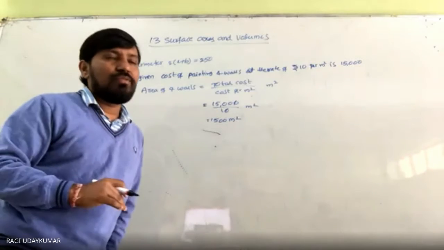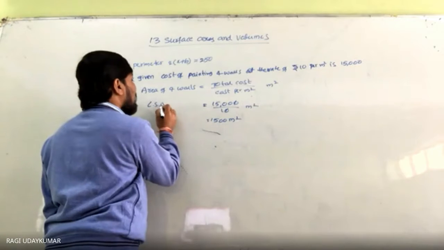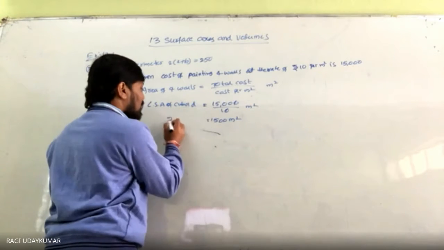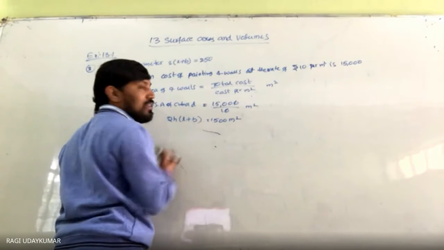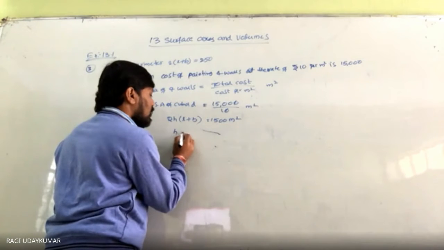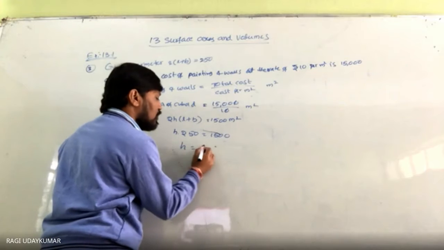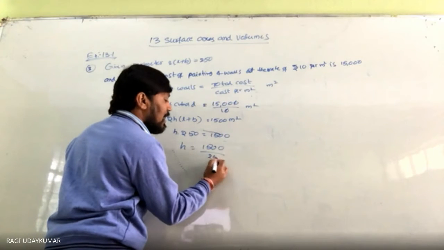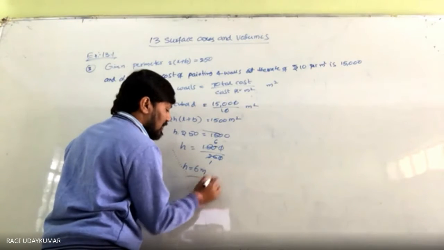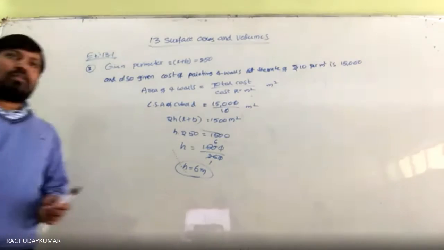So what is the formula for the area of the 4 walls? Area of the 4 walls is nothing but lateral surface area of the cuboid. So the lateral surface area of the cuboid formula is 2h into L plus B. Here 2 into L plus B is given to you, 250. So h into 250 is equal to 1500. So h is equal to 1500 divided by 250, which is 6. H is equal to 6 meters. Okay?